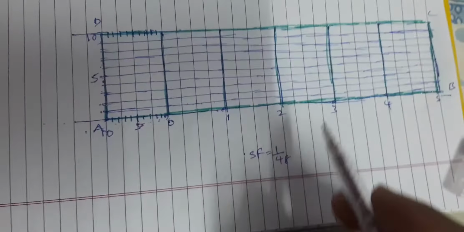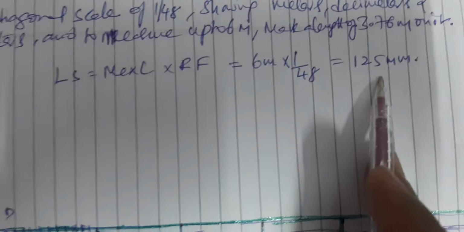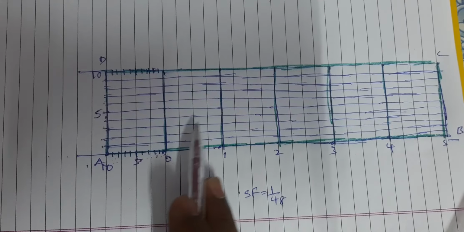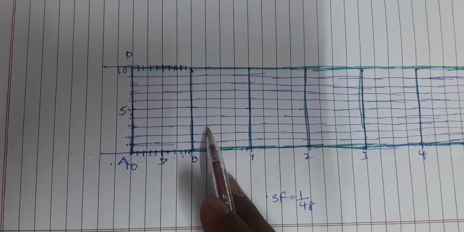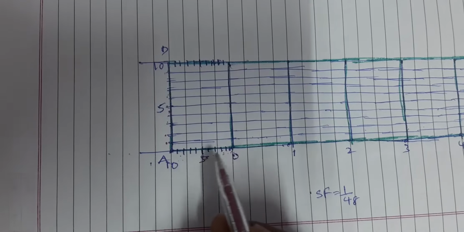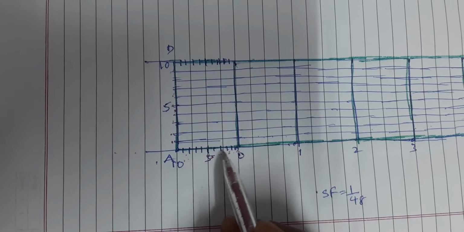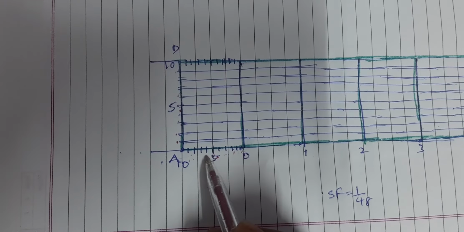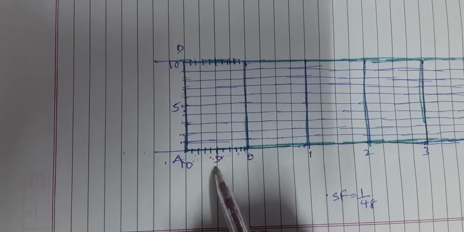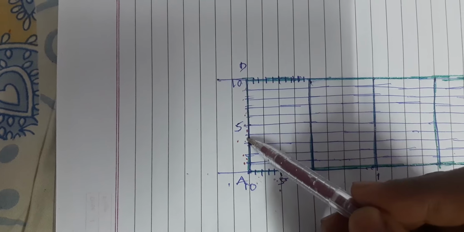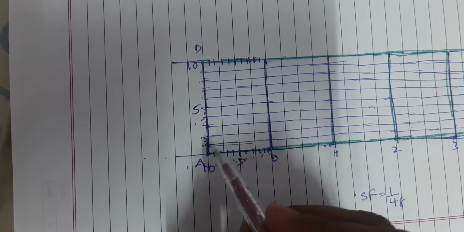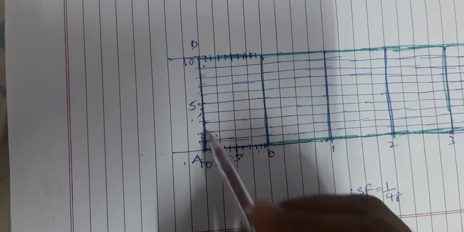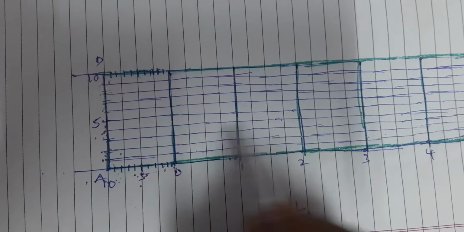So first construct the rectangle with 125 mm length, and after that divide the rectangle into 6 equal parts. As the maximum length is 6 meters, each division represents 1 meter. Now divide the first division into 10 equal parts; each division represents 1 decimeter. When you divide the vertical side into 10 equal parts, each division represents 1 centimeter. Now draw the horizontal lines from the divisions on this vertical line parallel to the base of the rectangle like this.